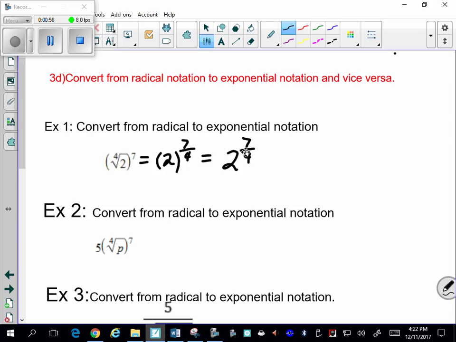So this is exponential notation, and it is equivalent to the radical notation here of the fourth root of 2 raised to the 7th power. They mean the exact same thing. So example 2.